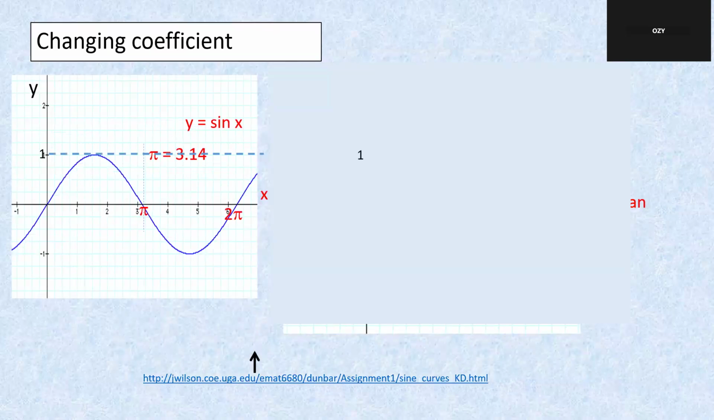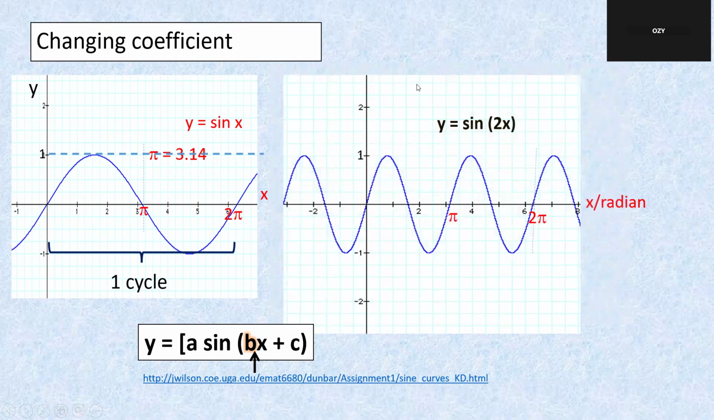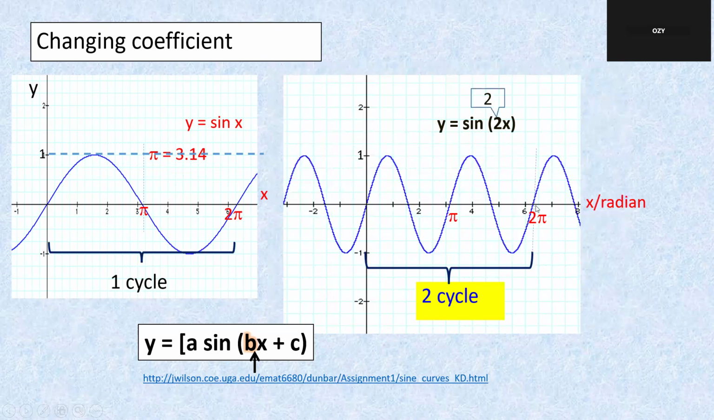Changing the coefficient, right? Pi is 3.14. Changing this coefficient B. This one cycle is 2 pi. So if it's 2x, it's still the same scale, as well as stretched bigger so you can see, but still the same scale, 2 pi, 2 pi, but there are 2 cycles now. This one cycle, this another cycle.